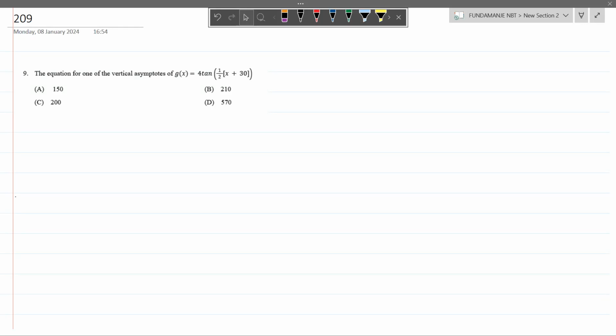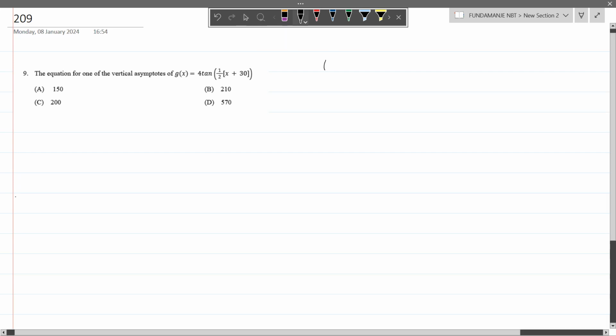Question 209 says the equation for one of the vertical asymptotes of g of x, which is equal to 4 tan of a half x plus 30, will be... So what will the equation of the vertical asymptote for this function be? In order to find the answer, we need to first understand the basic tan x function.